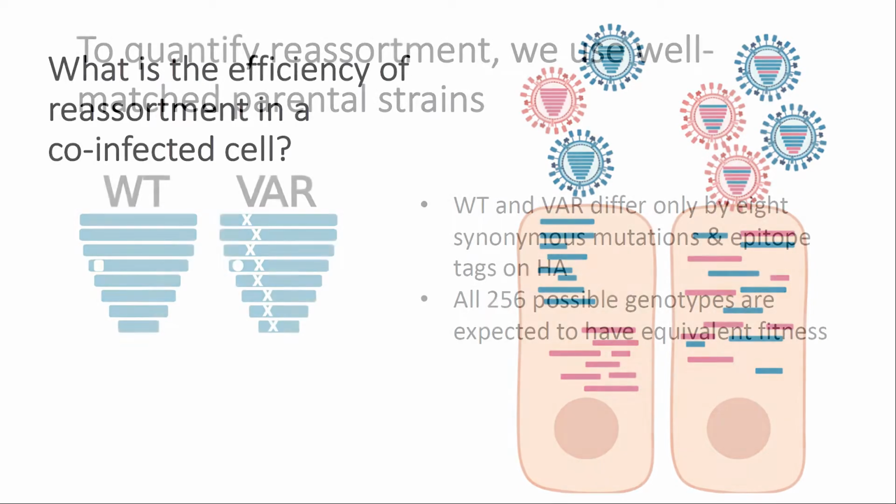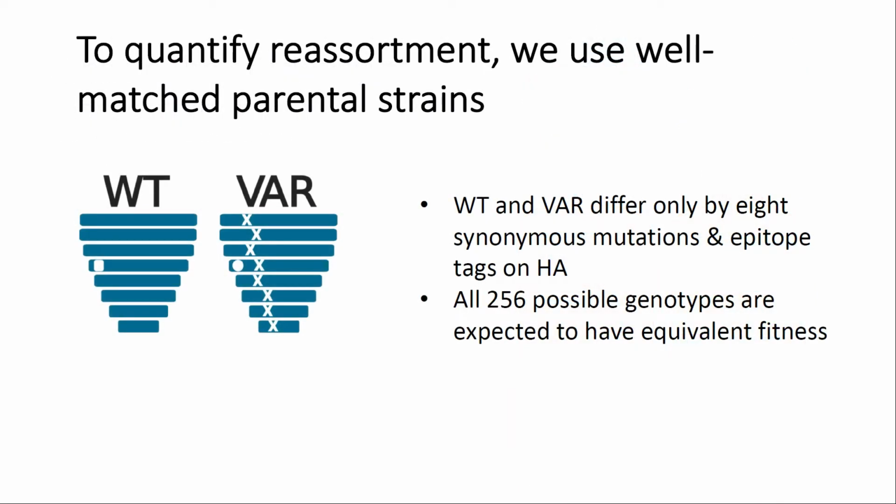All right, so to do this well, we needed to design a system where the progeny virus population would not be shaped by selection, to allow us to have an unbiased measure of the frequency of reassortment. So we developed what we call our wild-type VAIR system. It's simply a pair of very similar viruses that we use in combination. The wild-type strain has a partner, which is what we call the variant.